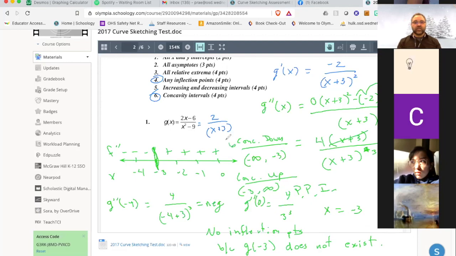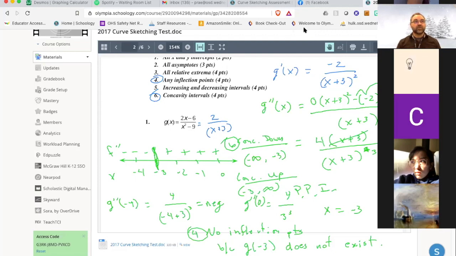All right, so here's number 4. Well, gosh, we've got all of it done, right? We've found our x and y intercepts if they existed. We found all of our asymptotes. We found our relative extrema. We found any inflection points, which didn't exist. We found where it's increasing, where it's decreasing, where it's concave up, where it's concave down. I think we're ready to sketch a graph. All right, so I'm going to clear this off, unless somebody says wait.